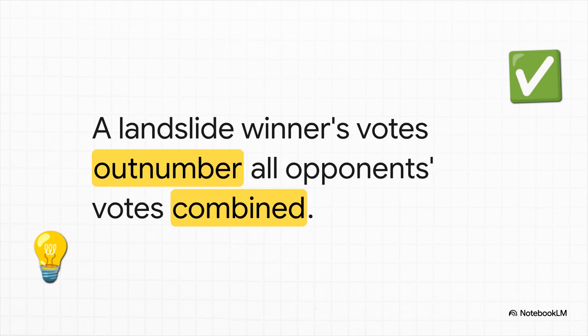Well, the secret is actually super simple. If a candidate has a real majority, we're talking more than 50%, that means they have more votes than all of their opponents put together. So think about it. If you pair up one vote for the winner with one vote for an opponent, poof, they cancel each other out. And since the winner started with more votes, they're guaranteed to have some left over when all the dust settles.